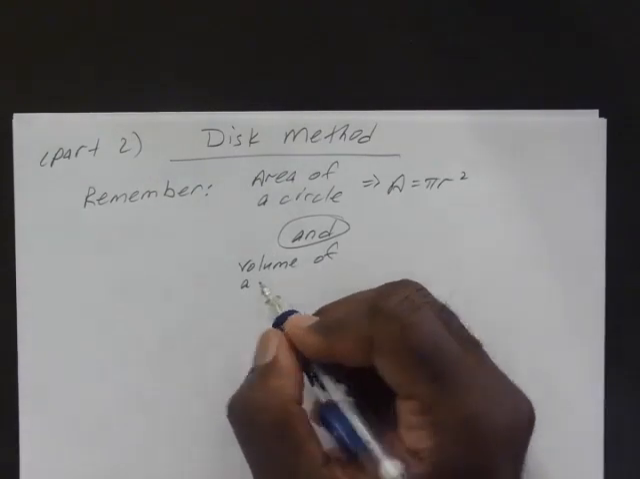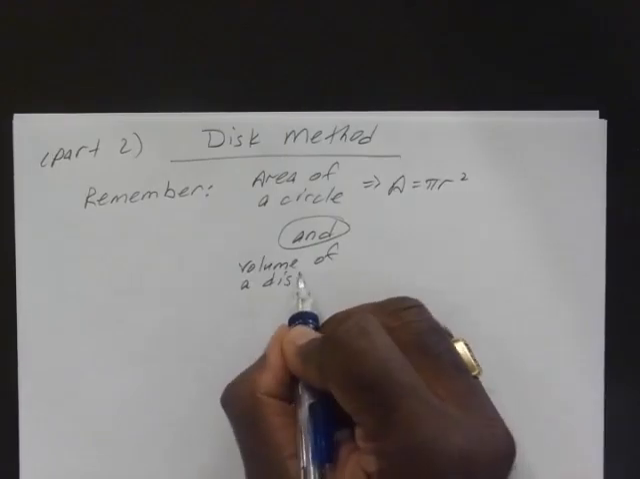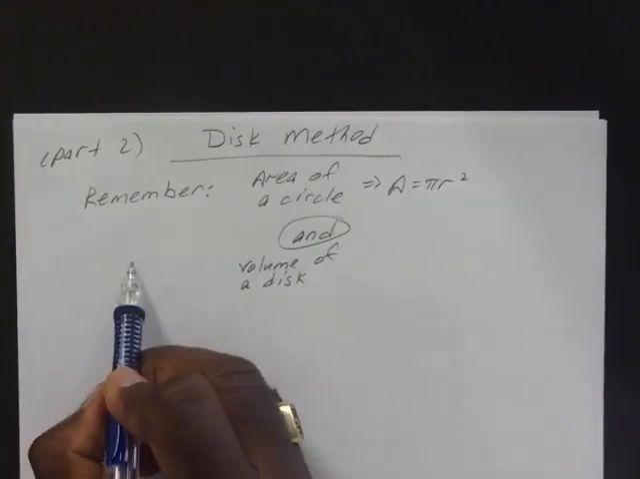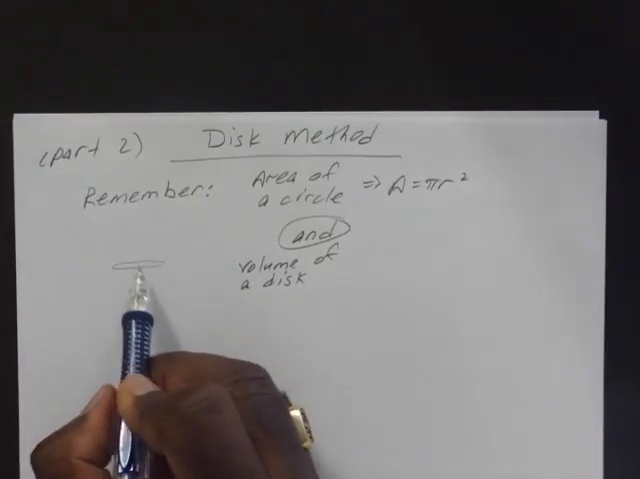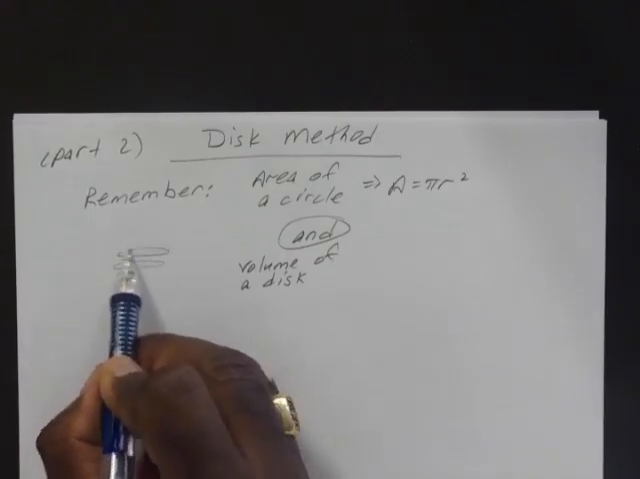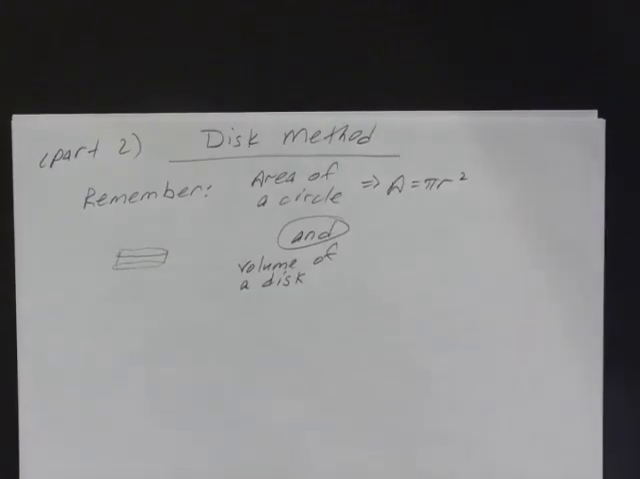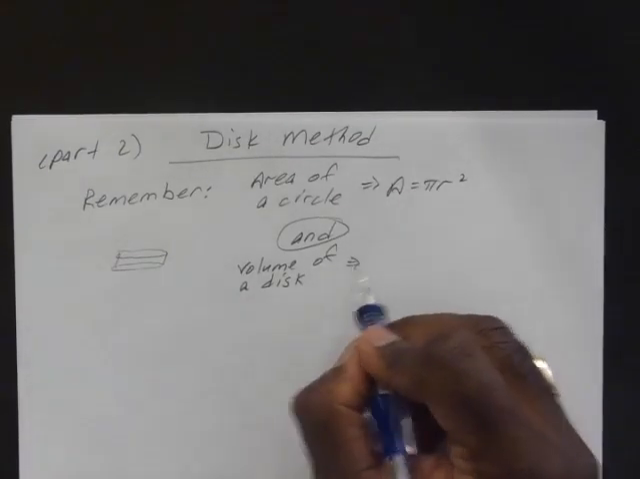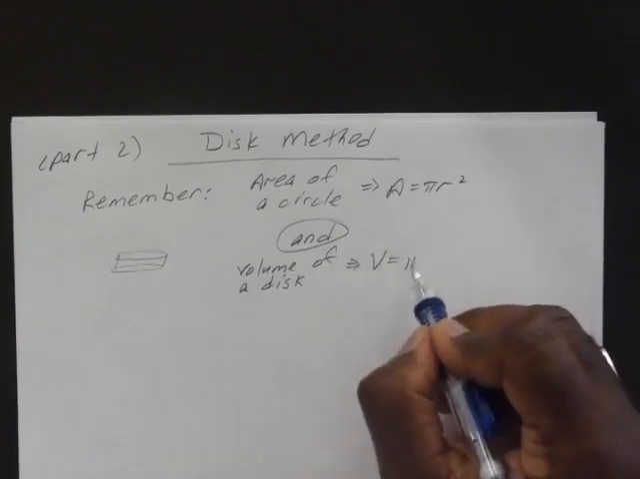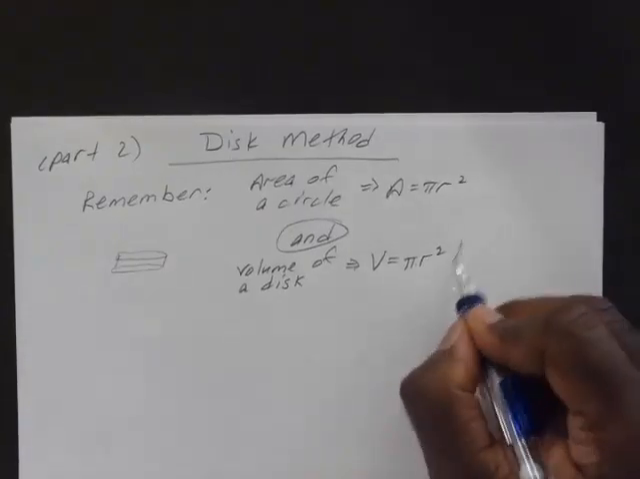Okay, but instead of a cylinder, what if we get one that's a little bit thinner and say the volume of a disk? Because a disk is just a very narrow cylinder. Which is the cross-sectional area times the height.